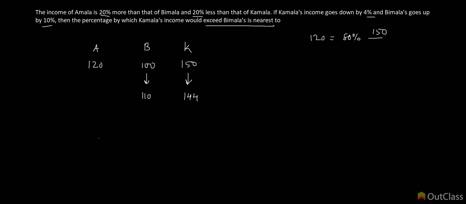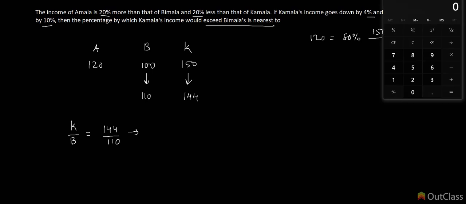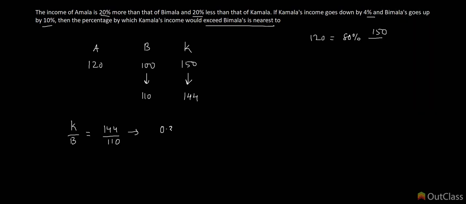Percentage by which Kamala's income would exceed Bimala's is nearest to. Kamala by Bimala, find the ratio, subtract 1. It is 144 by 110, which is how much? 144 by 110 is 1.309. Subtract the 1, 0.309. It is approximately 31%. And that's your answer.